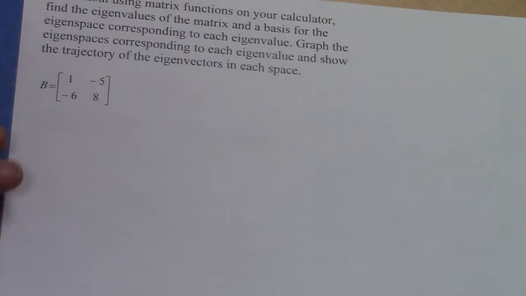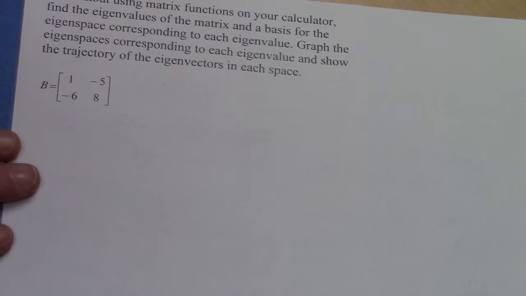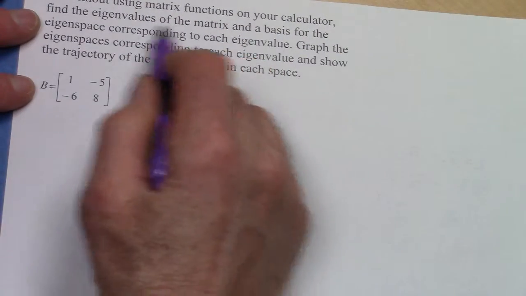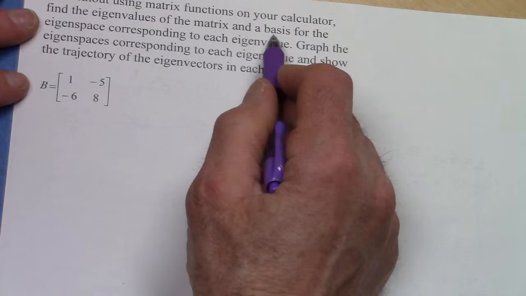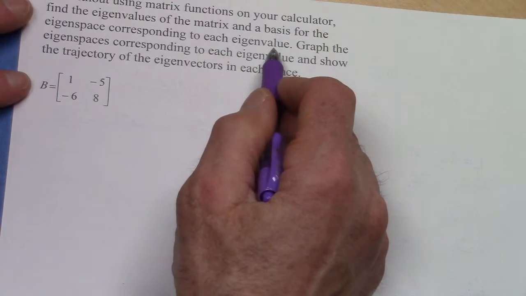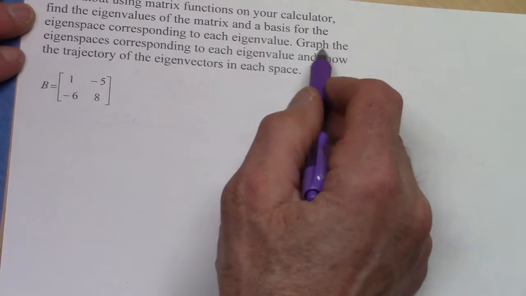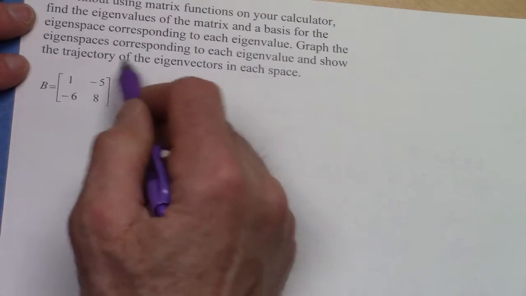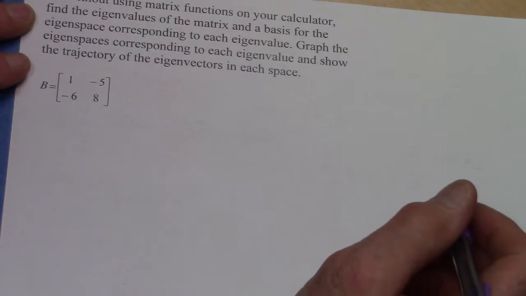Problem number 8 from the Math 220 final review. It says, without using matrix functions or a calculator, find the eigenvalues of the matrix and a basis for the eigenspace corresponding to each eigenvalue. Those will be eigenvectors. And graph the eigenspaces corresponding to each eigenvalue. Show the trajectory of the eigenvectors in each space.